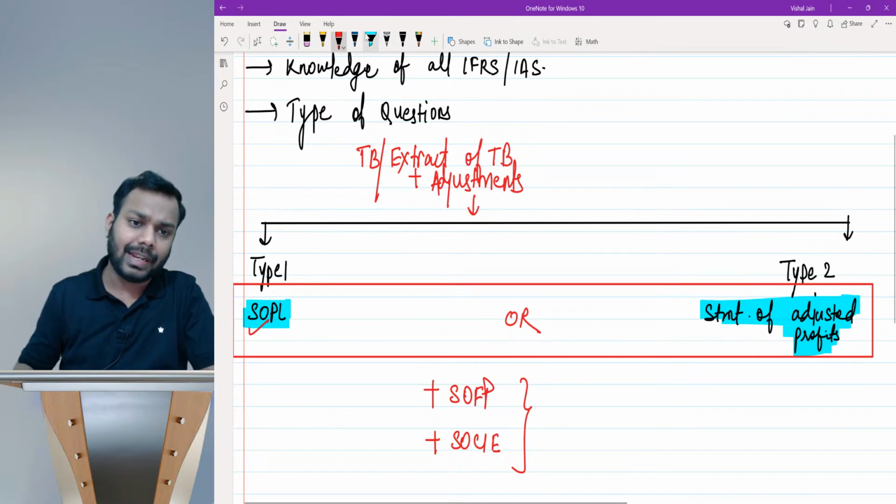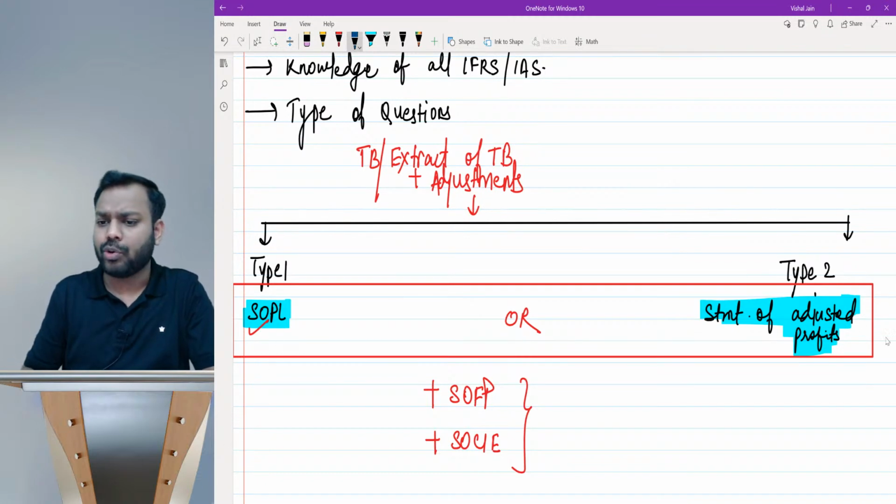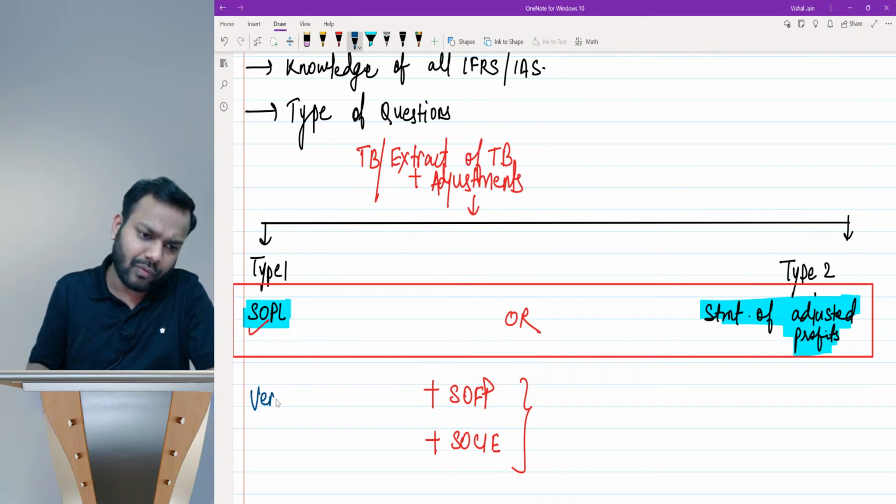Now the examining team recommends two questions, one question for this type and one question for that type. So for this one, the examining team suggests us to solve Vernon company.